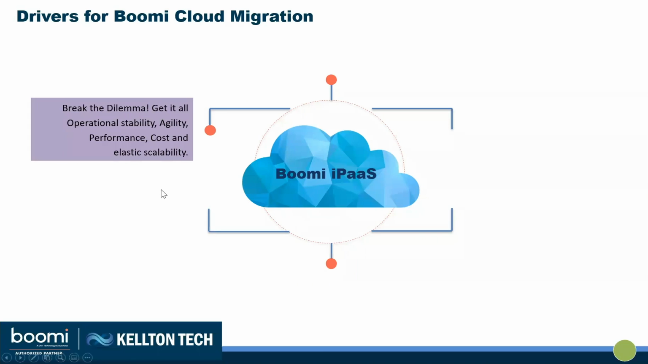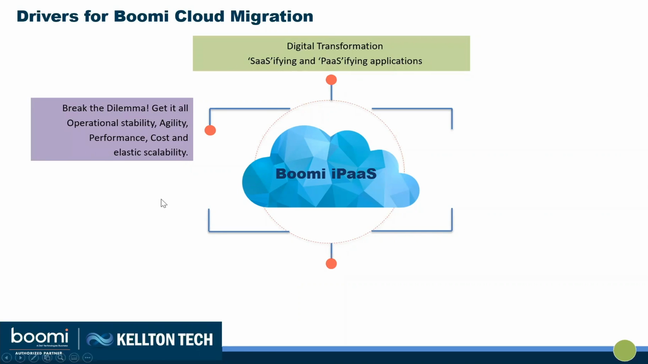Like we said, you break the dilemma. You don't need to worry about any compromise here. You get it all. Operational stability, agility, performance, cost, and elastic scalability. Everything is granted on the cloud, iPaaS. And the digital transformation initiatives of the organizations made it work through a lot of mobile and SaaS and PaaS applications. You're SaaSifying and PaaSifying your application infrastructure. So you need to have iPaaS footprint that can integrate your SaaS applications and PaaS applications without having to go through an on-premise integration platform always.